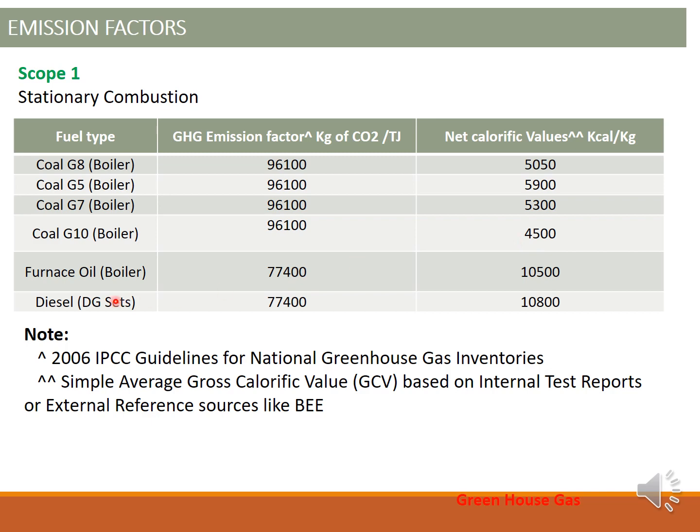so they will produce the reports. And furnace oil, 77,400 is the emission factor as per IPCC guideline. Similarly, the average calorific value, GCV, is based on internal test reports or external reference sources like BEE ratings; we can take that net calorific value.